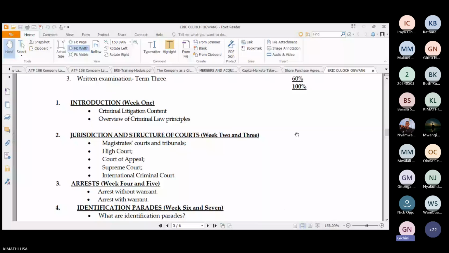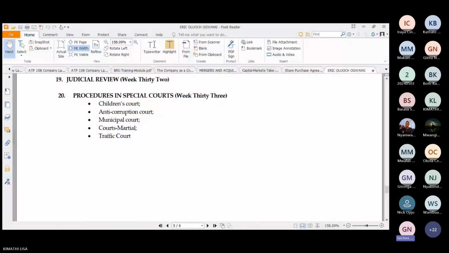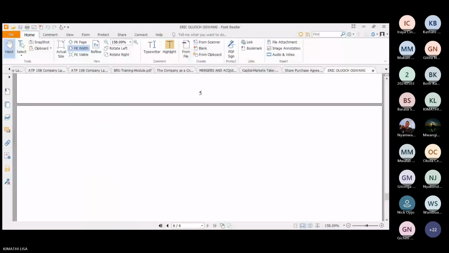Just a clarification. You said the petition of appeal is from magistrate to High Court, and the memorandum of appeal is from High Court to Court of Appeal. All right, thank you. Yes, thank you.